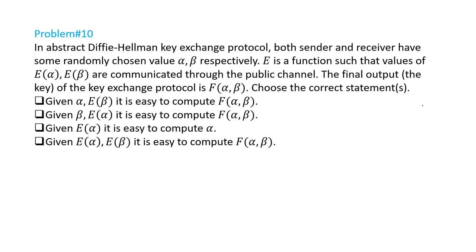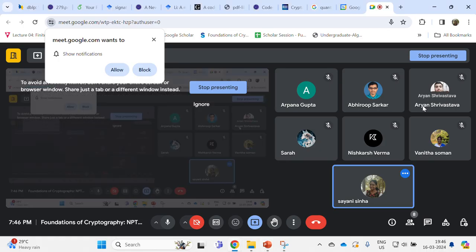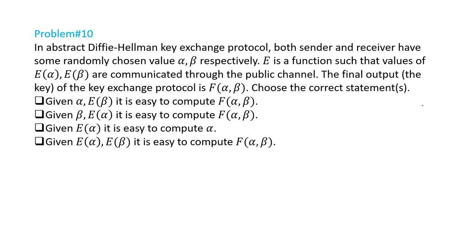So I will wait for 2 minutes. You can give the answer. So this is the abstraction of the Diffie-Hellman key exchange protocol, without really specifying the instantiation of the functions e and f. Anyone?